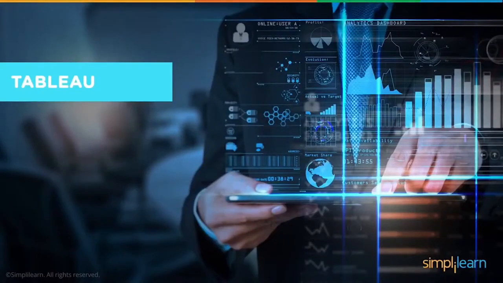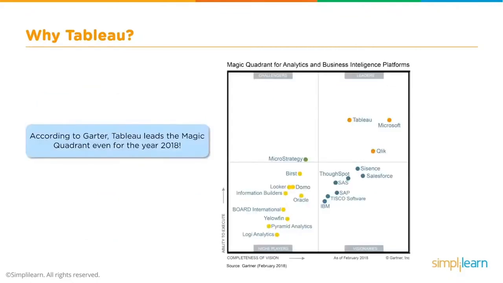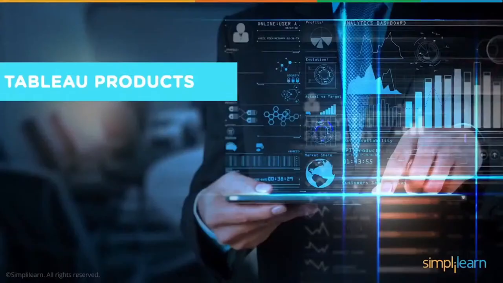Let's take a look at some of the benefits of Tableau as your business intelligence tool. So why would we use Tableau? It can be connected to 40 different data sources. The more data sources it can connect to, it means that you are more likely to get direct access to your data. It can build interactive dashboards with just a few clicks, which can help you quickly understand your data, and it lets you see your outliers. There's also simple analytics built right into Tableau, such as trends and forecasting, that can help you understand your data on a deeper level. Tableau has been a leader in the Gartner Magic Quadrant for the last 6 years, and that includes 2018.